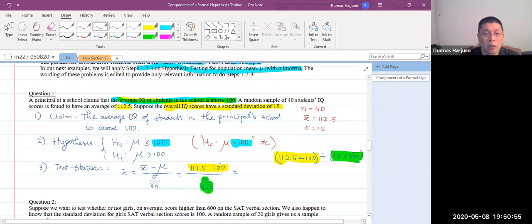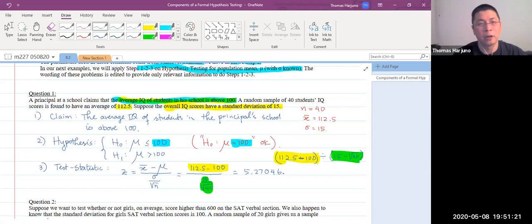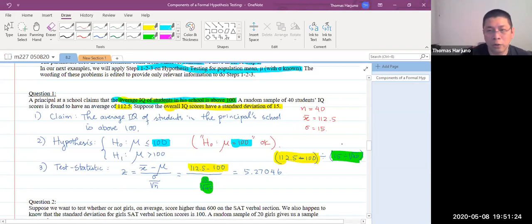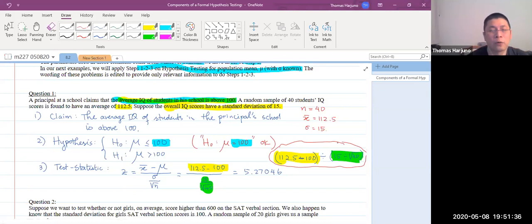Use your calculator, please. 112.5 minus 100 divided by parentheses 15 divided by square root of 40. Okay, I get 5.27046. That's the test statistic. Remember, when you use your calculator, be very careful with order of operations, and therefore you need to use grouping symbols, parentheses. Okay, that's for question 1.